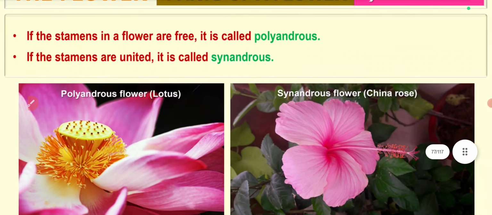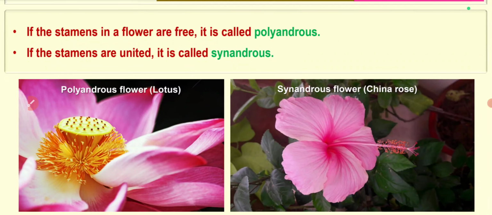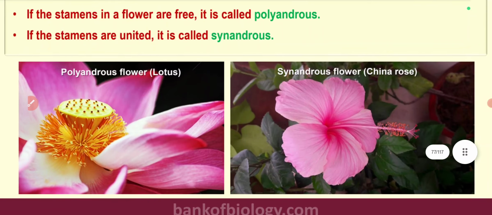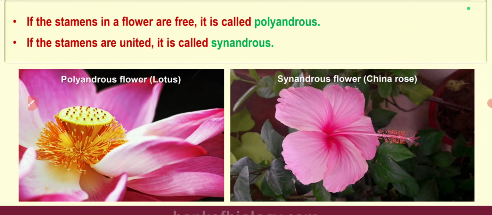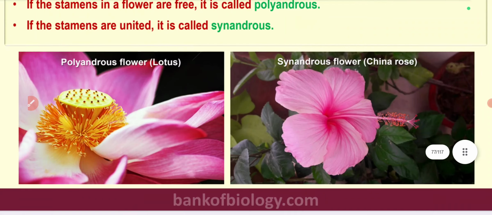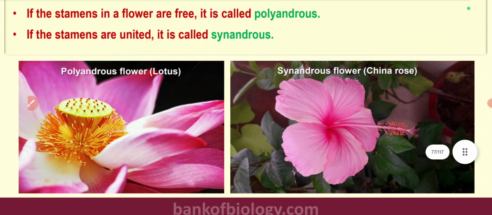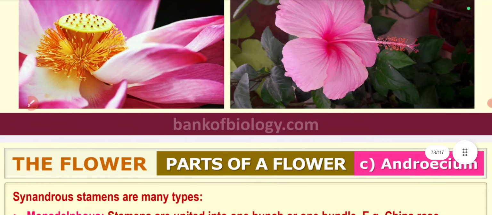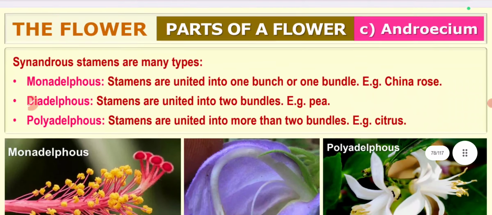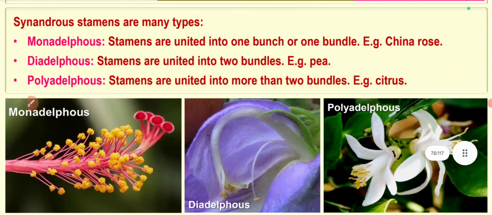Next, if the stamens in a flower are free, not attached to other stamens, they are called polyandrous. And if the stamens are united, they are called synandrous. See the diagram? You can easily learn the terms, polyandrous and synandrous. Synandrous stamens are of many types: monodelphous, didelphous and polydelphous.